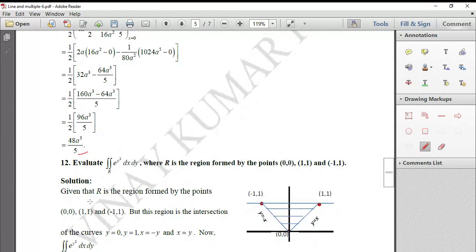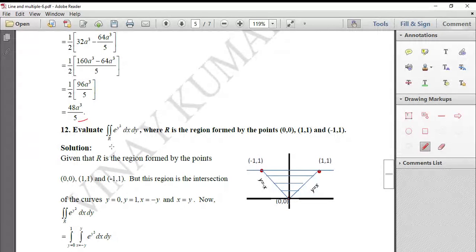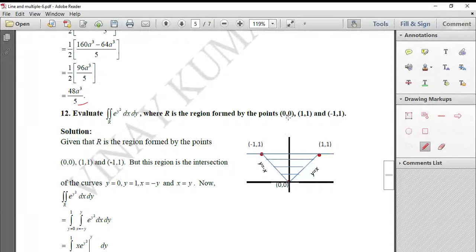Okay. Now let us see one more example. Double integral over the region R of e to the power of y square dx dy, where R is the region formed by the points 0, 0, 1, 1 and minus 1, 1. Now let us identify the points. 0, 0 is this point. At this point 0, 0 and 1, 1. This point x-axis length 1, y-axis length 1, and another one x-axis length minus 1, y-axis 1. Join them.